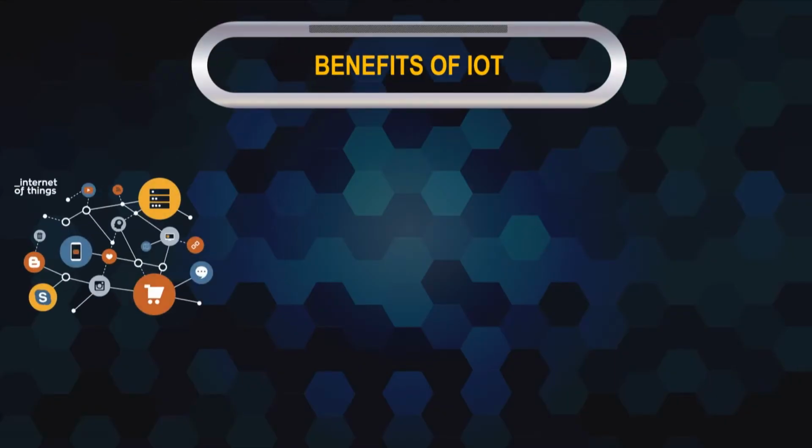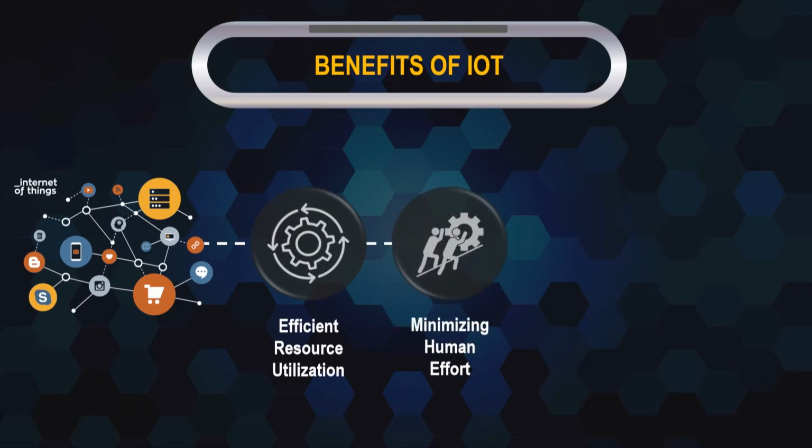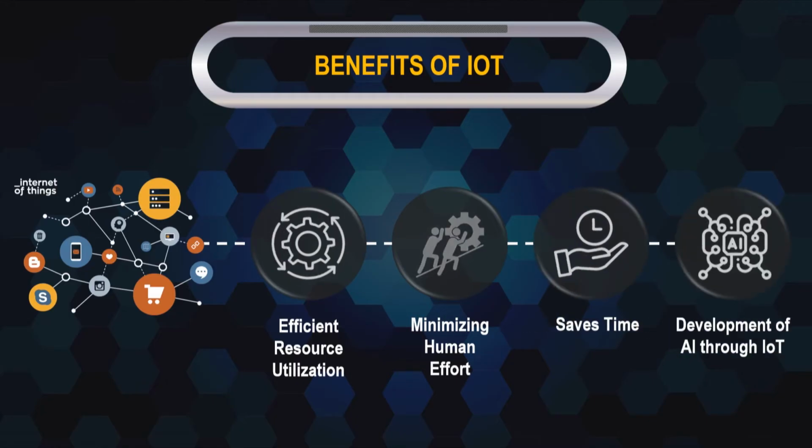Now, if we talk about the benefits of IoT, they can be divided mainly into four parts. One is efficient resource utilization, another is minimizing human effort, the third one is that it saves time, and the fourth one is the development of AI through IoT.